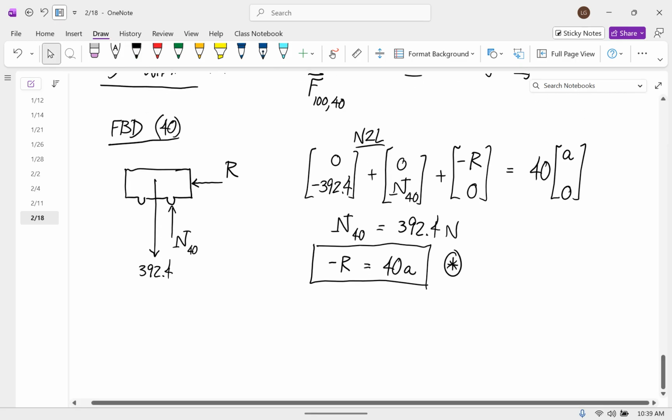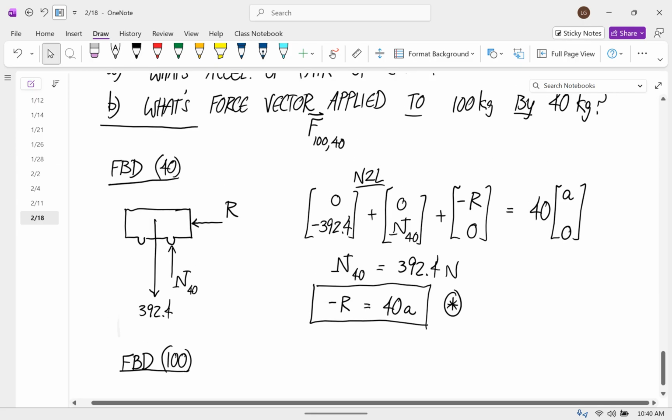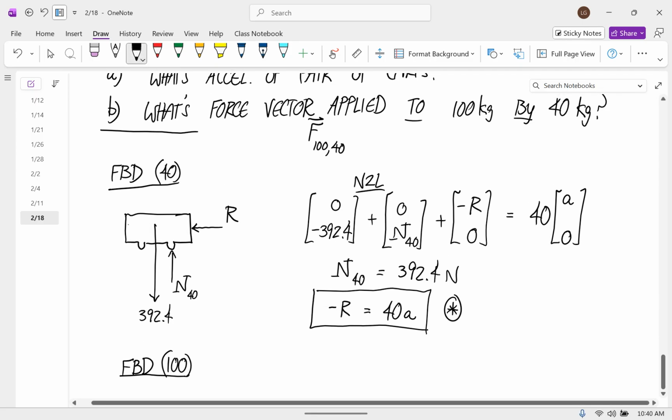And now we'll go to a free body diagram of the 100 kilogram cart. For force equals mass times acceleration, that 40, is that the mass of that cart? That's the mass of the chosen body.